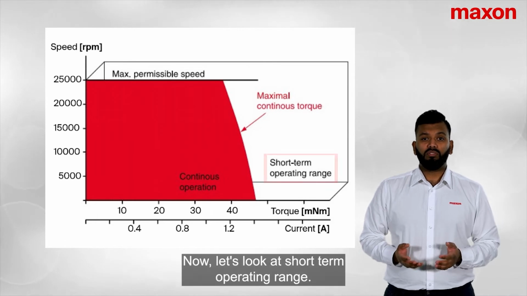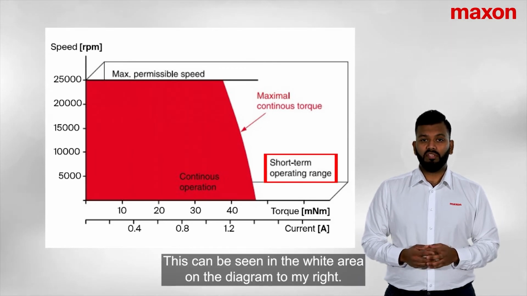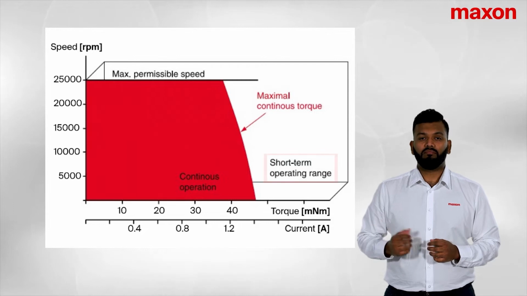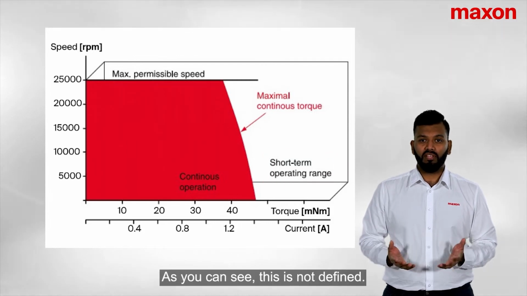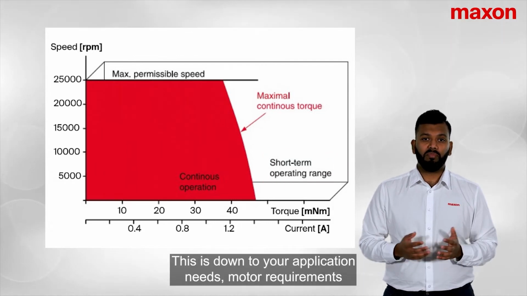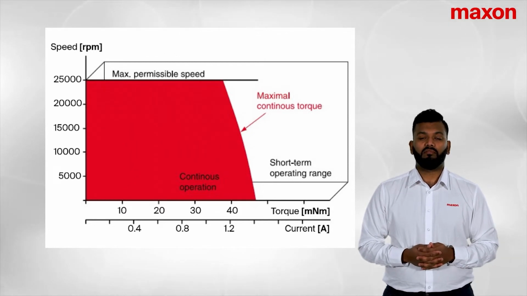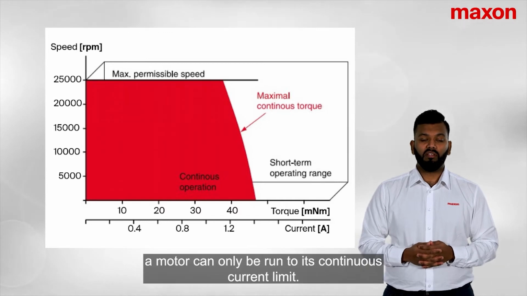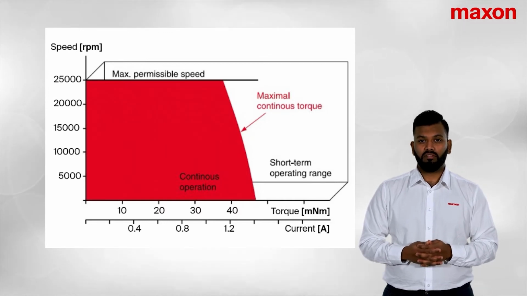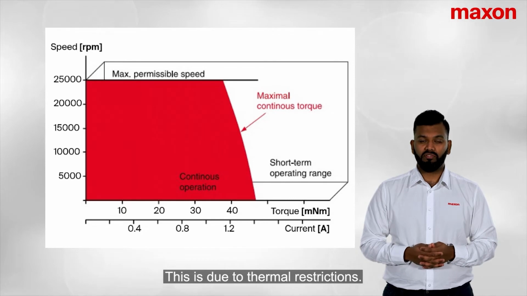Now let's look at short-term operating range. This can be seen in the white area on the diagram to my right. As you can see, this is not defined. This is down to your application needs, motor requirements, and surrounding ambient conditions. In general, a motor can only be run to its continuous current limit. This is due to thermal restrictions.